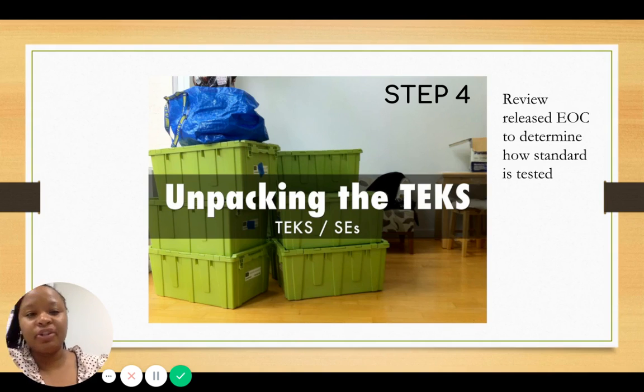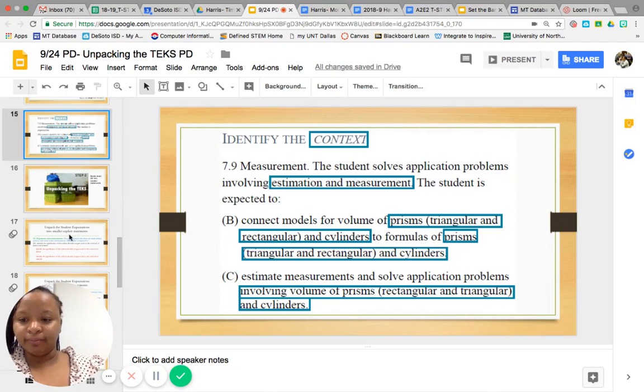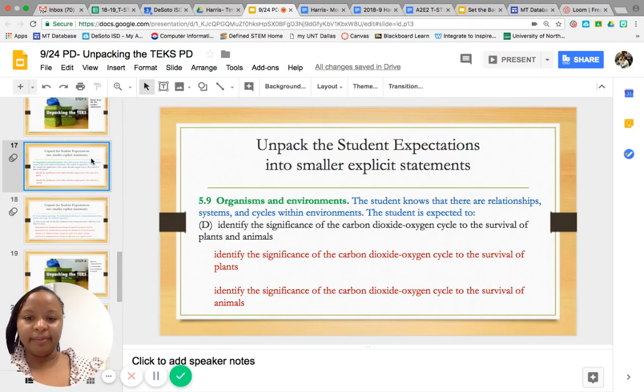So our last thing that we should do is, once we have identified the verbs, identified the concepts, identified the contextual parts, and broken everything down to smaller components, we should go and see how it's assessed on the EOC. So in this case, let's take this particular SE, 5th grade science. What I like to do is go to Lead Forward.